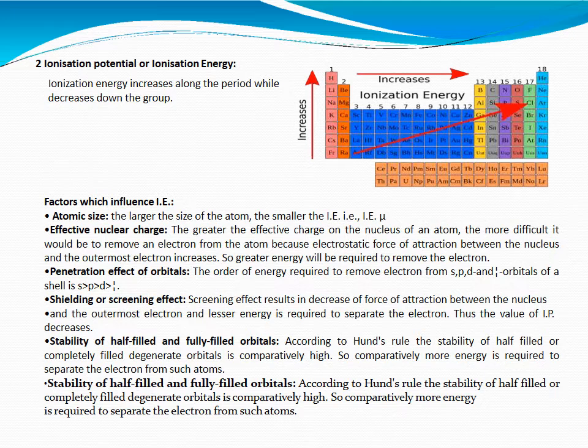Stability of half-filled or full-filled orbitals. According to Hund's law, the stability of half-filled or full-filled degenerate orbitals is comparatively high, so more energy is required to separate the electron from such atoms. Examples are zinc, cadmium and mercury. According to Hund's view, the stability of half-filled or completely filled degenerate orbitals is comparatively high, so comparatively more energy is required to separate the electrons from such atoms.